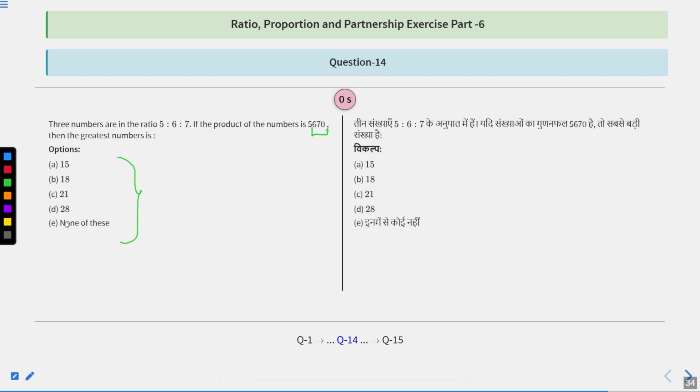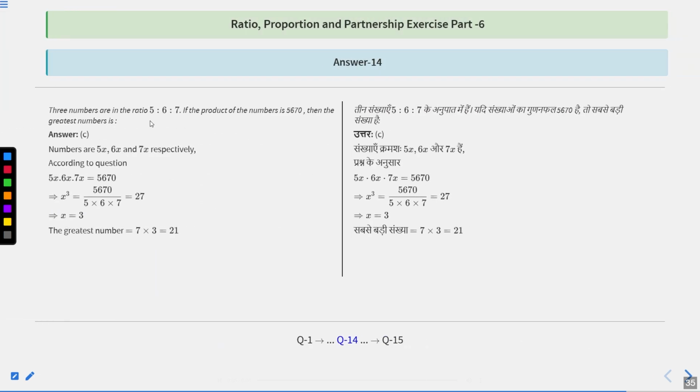Now time's up. Let's see the solution. According to the question, the numbers will be 5x, 6x and 7x respectively. The question says that when we multiply all these three numbers, 5x multiplied by 6x multiplied by 7x, we get 5670. So x multiplied by x multiplied by x becomes x cube equals 5670 upon 5 multiplied by 6 multiplied by 7. When we solve it, we get x cube equals 27. So the cube root of 27 is 3, so x equals 3. So the greatest number is 7x. We put the value of x, 7 into 3, which is 21. C is the correct answer.